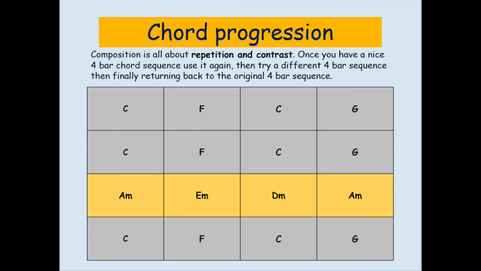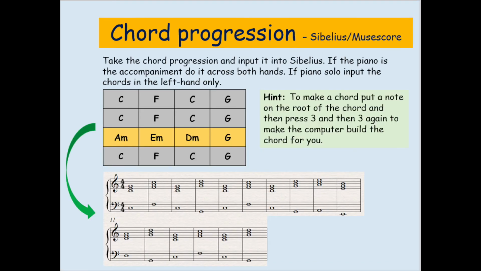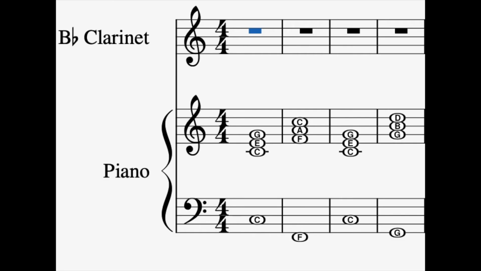Once you have selected your chords, you can see mine here on the screen. You can either record them by writing them down and playing them on your instrument, or by inputting them into a program like Sibelius or MuseScore. You can see how I've done this on the screen here. Okay, so let's listen to my 16 bar chord progression on the piano.